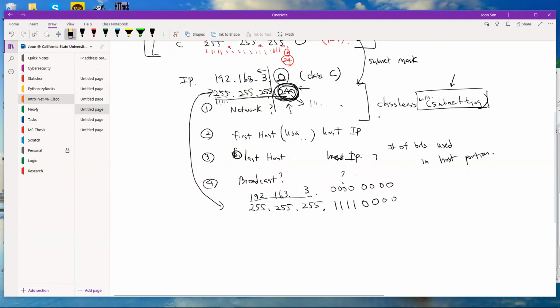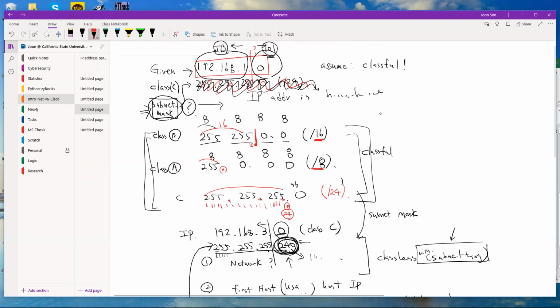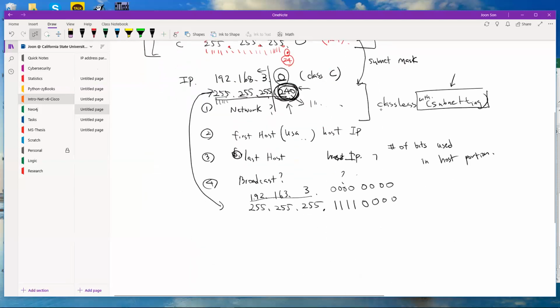Just like Abdullah said, with the subnet mask, you know where you can draw the line. The left side is the network portion, and the right side is the host portion, right? That's why we need a subnet mask. Same thing here. I know that my ones end here, so I can draw the line here. My left side is the network portion, and the right side is the host portion, right?